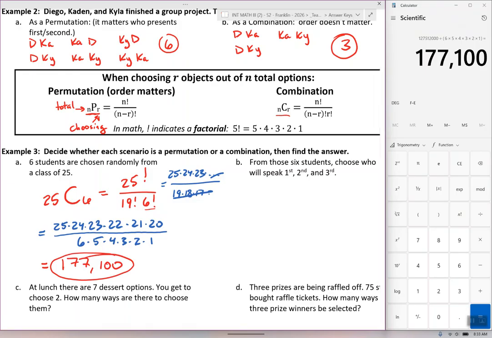A lot of calculators now will do a lot of this work for us. So for example, you can see here this has an n factorial button. We'll use that on the next problem to calculate those factorials for us. But if you didn't have that, you could do it this way.